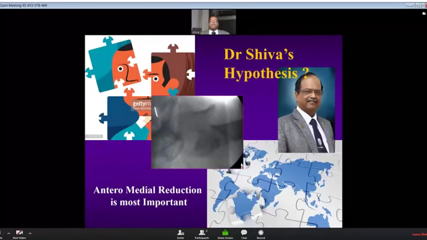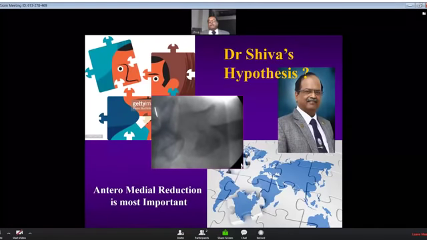That's very, very important. I also give another example. It's like putting the first button of the shirt properly. If you put the first button properly, the last button will also be at the same level. You can compare the first button of your shirt to the anterior cortex. If you reduce it properly, the last button, the posterior cortex, will also be aligned properly. If the first button is not put properly, then the problem arises. The posterior part also will not be reduced properly.